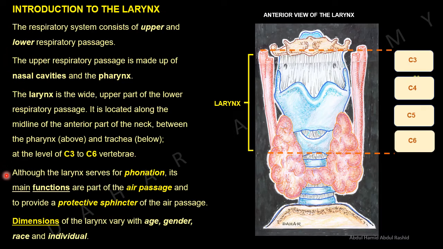Although the larynx serves for phonation, its main functions are the air passage and to provide a protective sphincter of the air passage. Dimensions of the larynx vary with age, gender, race, and individual.